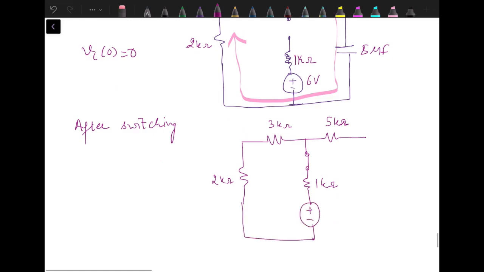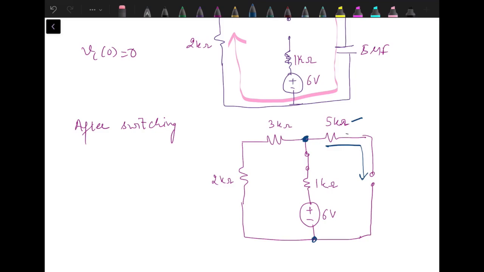After reaching the steady state conditions, this capacitor will start behaving as an open circuit. Now we need to calculate the voltage across this capacitor. For calculating the voltage across the capacitor, we need to calculate the potential difference between these two terminals. Since this side of the circuit is open, the current through the 5 kilo ohm resistance is 0. There is no drop across the 5 kilo ohm resistance.